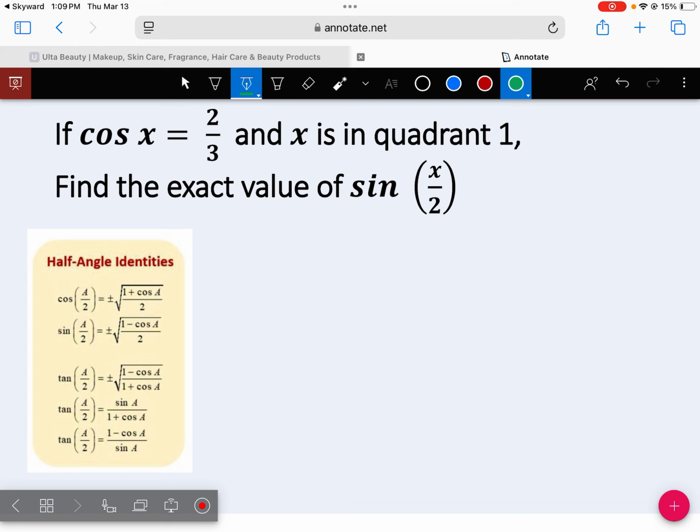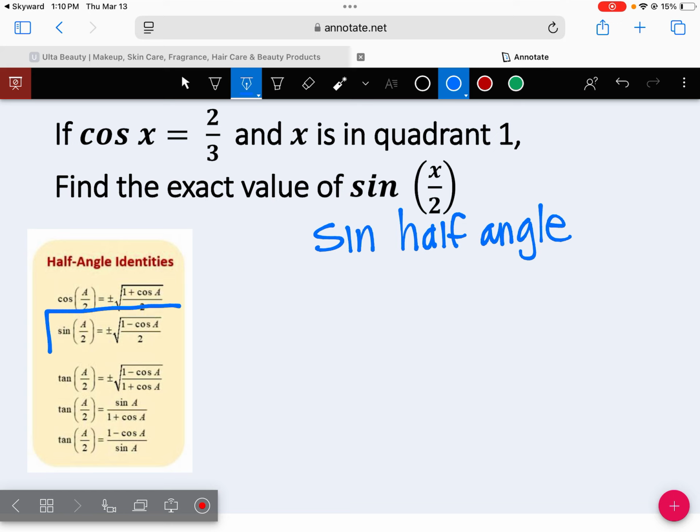So this one is asking us for a sine half angle. There's only one option. And fortunately for us, in order to do a sine half angle, we need to know cosine. Did they give us cosine in this example? Yes. So we don't have to do the extra work we did in the previous example.